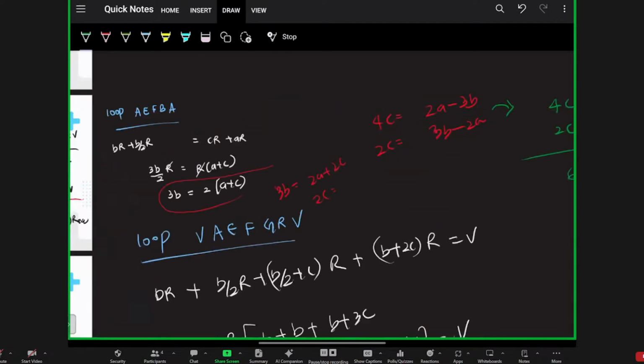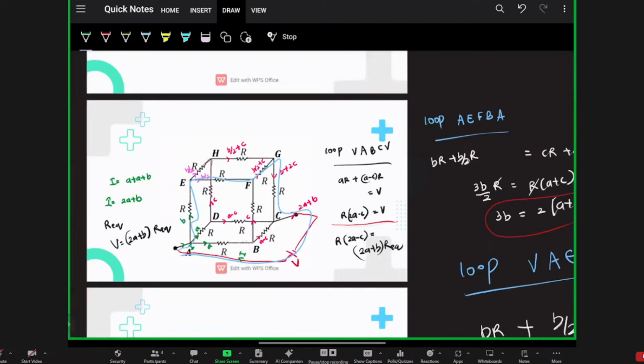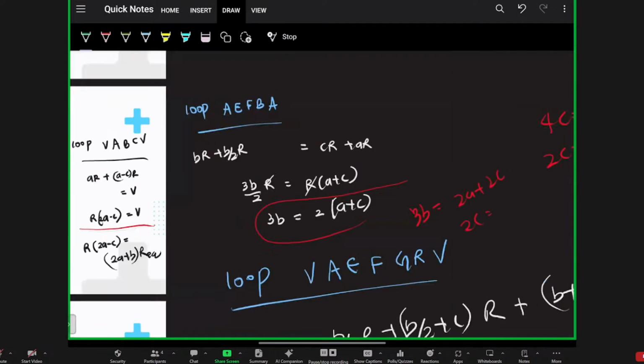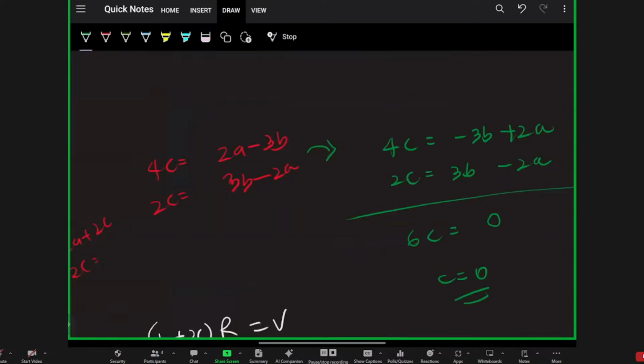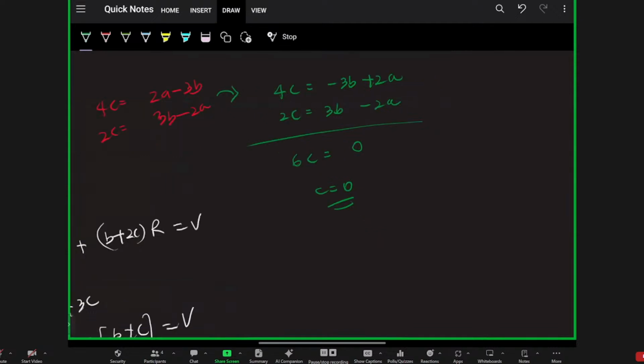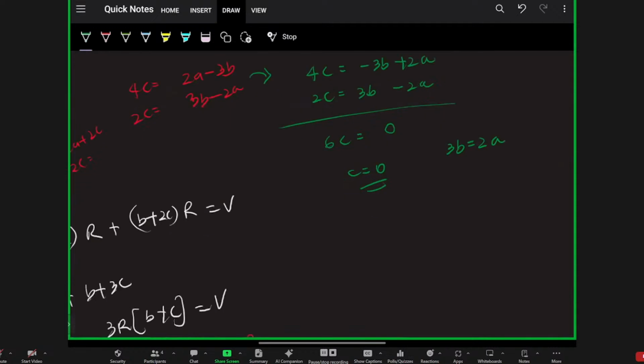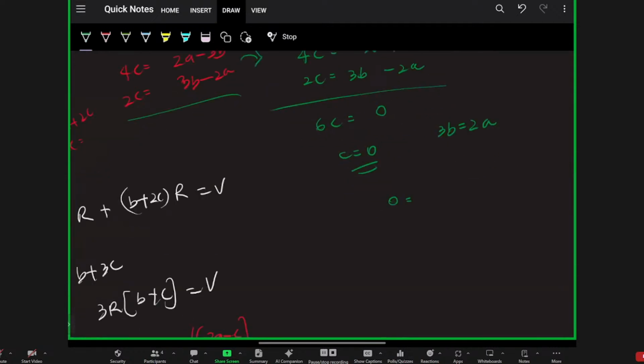See, the main important point is there won't be any current through this DH branch and FB branch. That is, C current is 0. So there won't be any current through HD and BF branch. So C is 0. So I can write 3B equal to 2A. So 3B is equal to 2A. That's the second equation, correct?